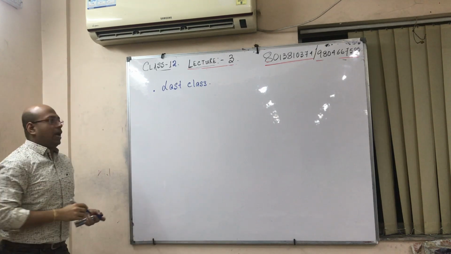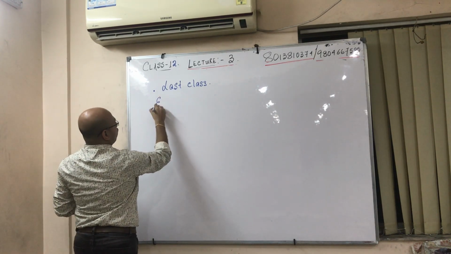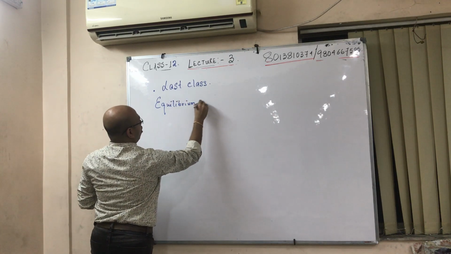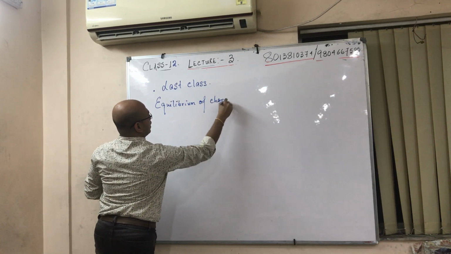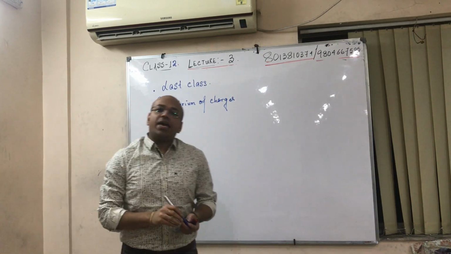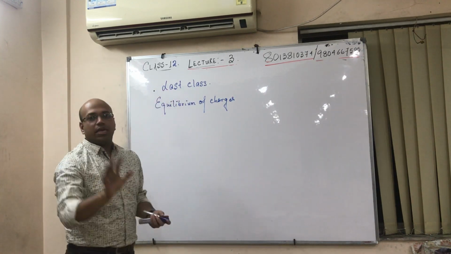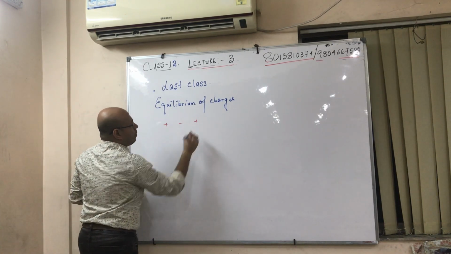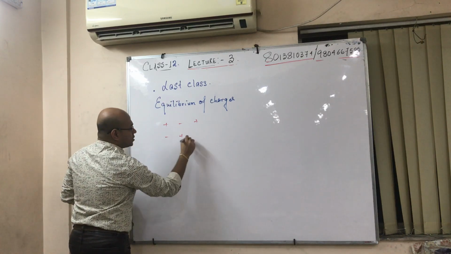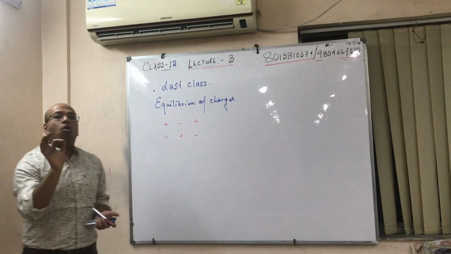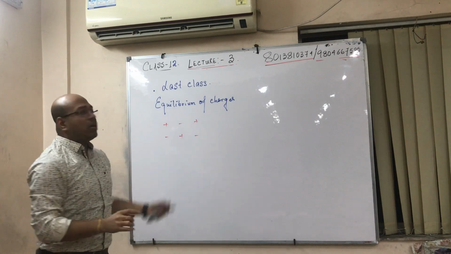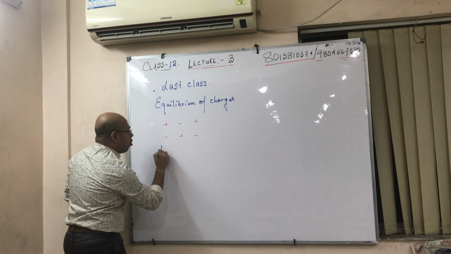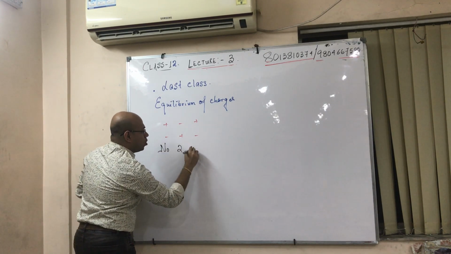What we have done in the last class is, first of all, the equilibrium of charges. This is the topic we have covered in the last class. What we have seen is that only plus minus plus or minus plus minus is the only combination for the equilibrium.